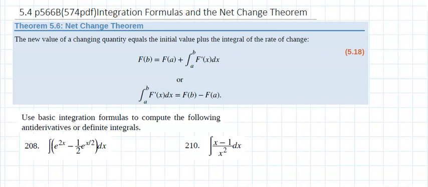Section 5.4 talks about integration formulas and the net change theorem. The net change theorem states that the new value of a changing quantity equals the initial value plus the integral of the rate of change. That's the new value. That would equal the initial value plus the integral of the rate of change.